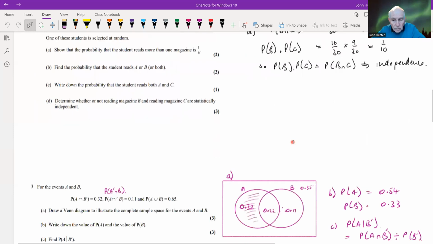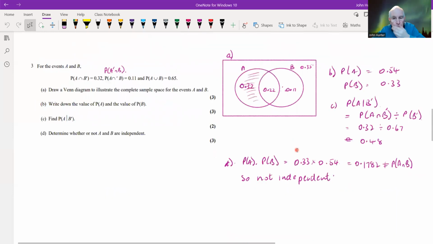Okay, so let's just have a look at another one here. Right, in this one, slightly different. We're actually given probabilities here. We're given these facts. The probability of A intersection B complement is 0.32.